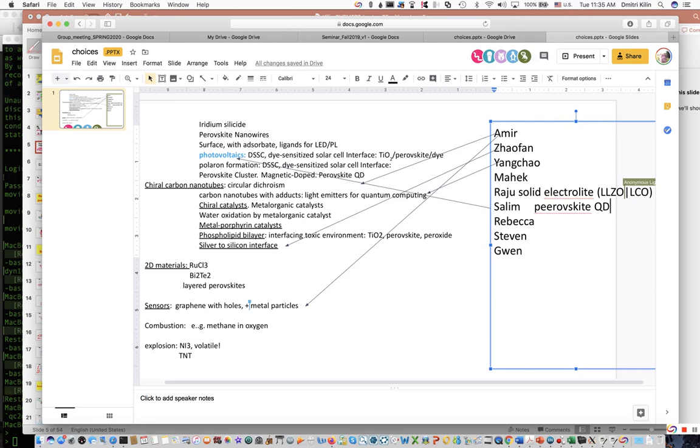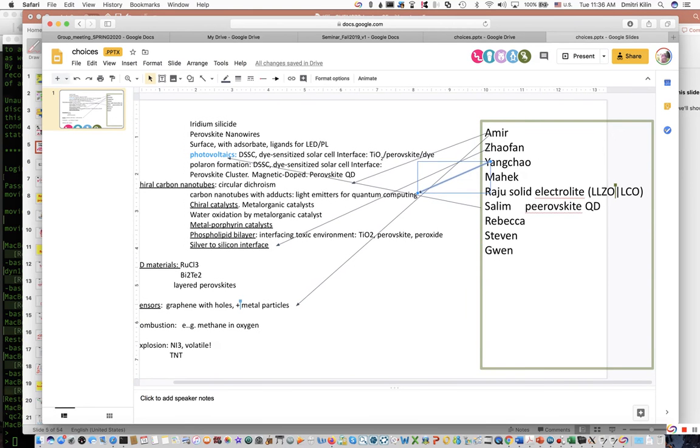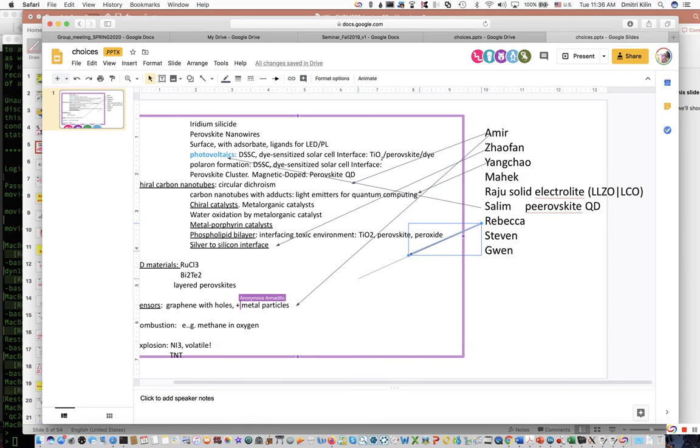Rebecca? I was interested in the graphene with holes, but if that doesn't work out, I would go with metal organic catalyst. Okay, excellent. I'll mark it as first choice and second choice. Okay, thank you.